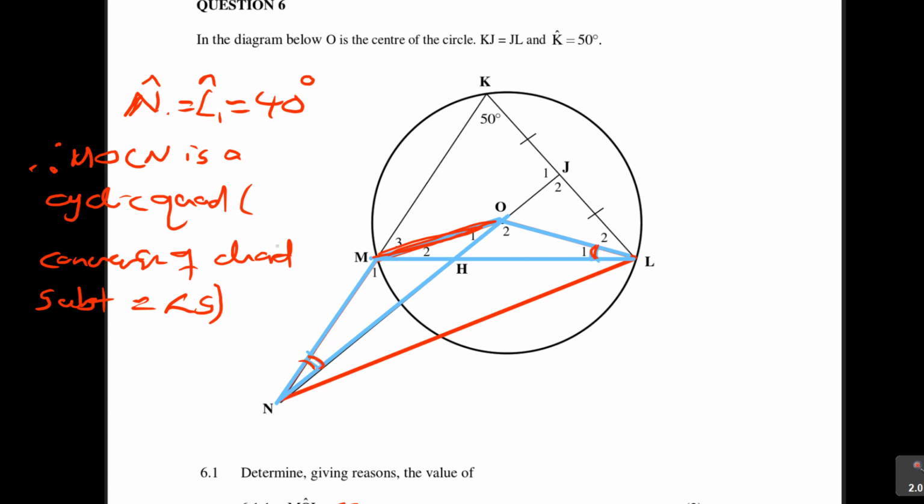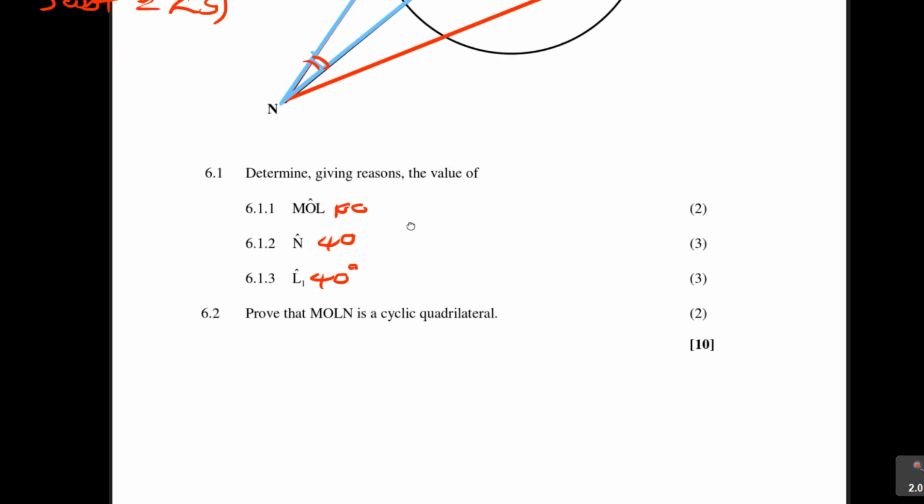No, so when a chord subtends equal angles, that is what it means: it is a cyclic quad. That is the main thing you have to put in there. So this chord MO subtends equal angles of 40 degrees, and that means it is a cyclic quad. Let me leave it like that. So yes, that is that part.